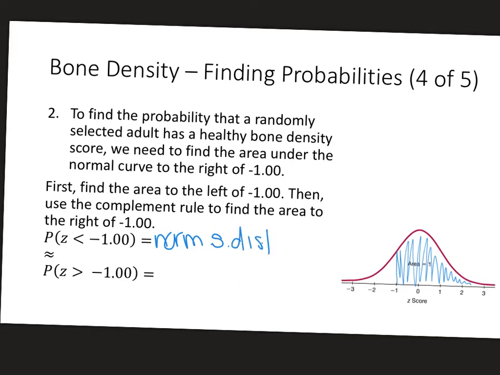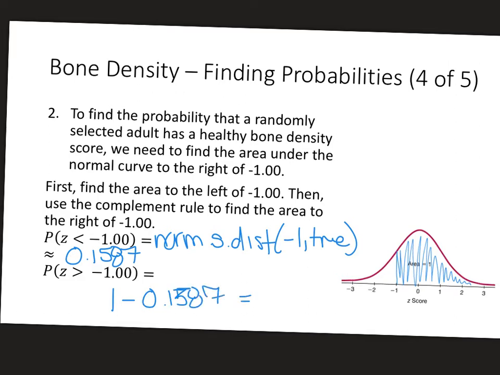So you're going to do norm.s.dist, and then negative 1, true, and that's going to give you 0.1587. But to find the area to the right, you're going to do 1 minus 0.1587. And that's going to give us approximately 0.8413.